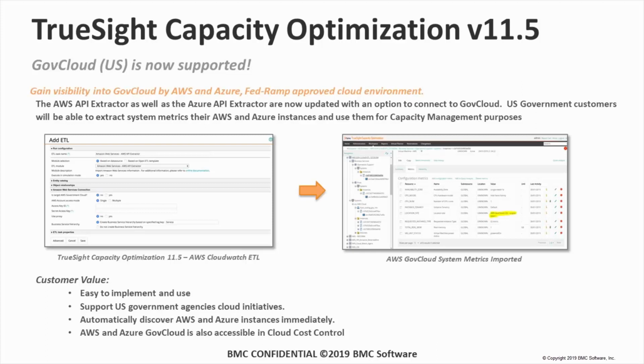And so the main customer value is that our folks in the federal team are now able to position capacity optimization and cloud cost control to their customers, so they can now see cloud statistics and be able to provide cloud costing information so they can make intelligent decisions. So let's take a look at this.